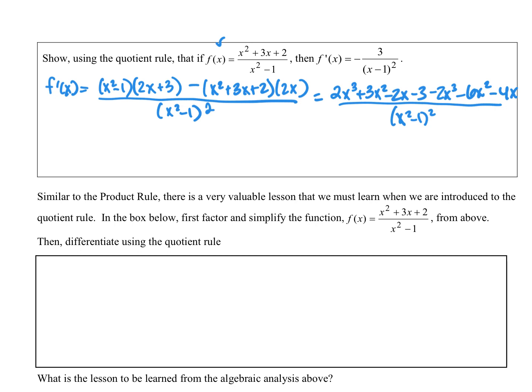Okay, then if we simplify that, we should end up with, combine our like terms, 2x cubed minus 2x cubed will be 0. 3x squared minus 6x squared will be negative 3x squared. Negative 2x minus 4x will be negative 6x. And then negative 3.